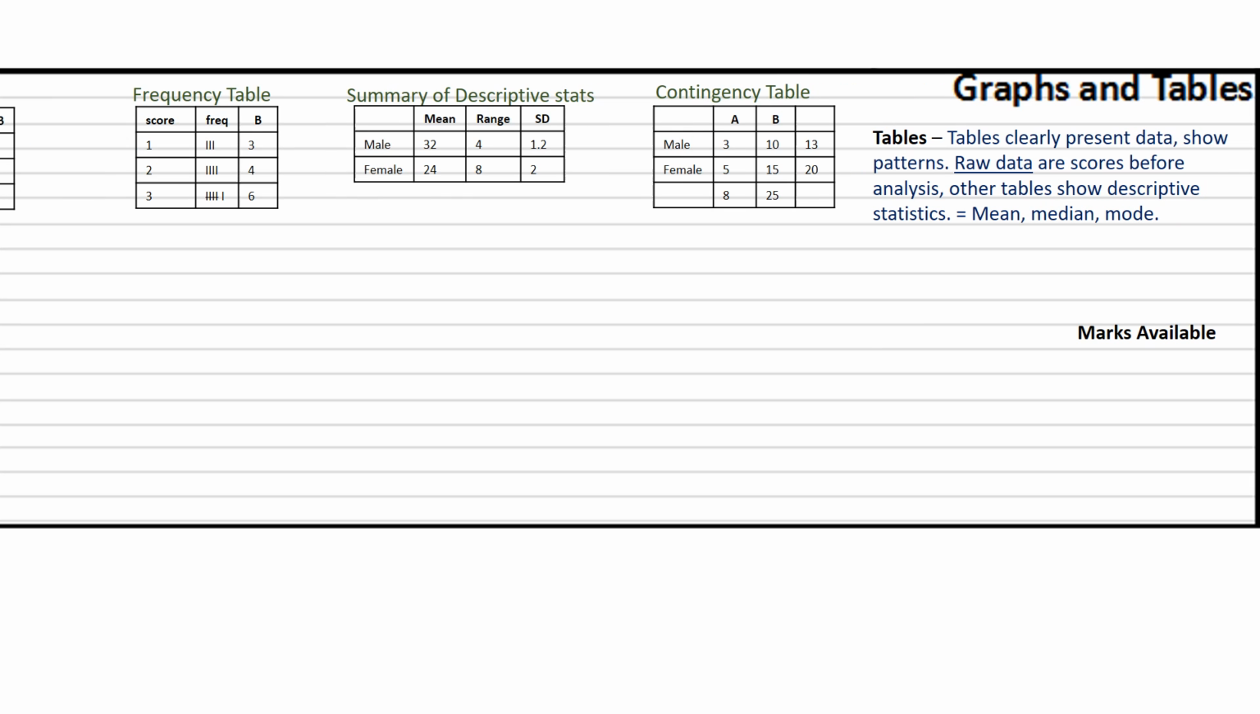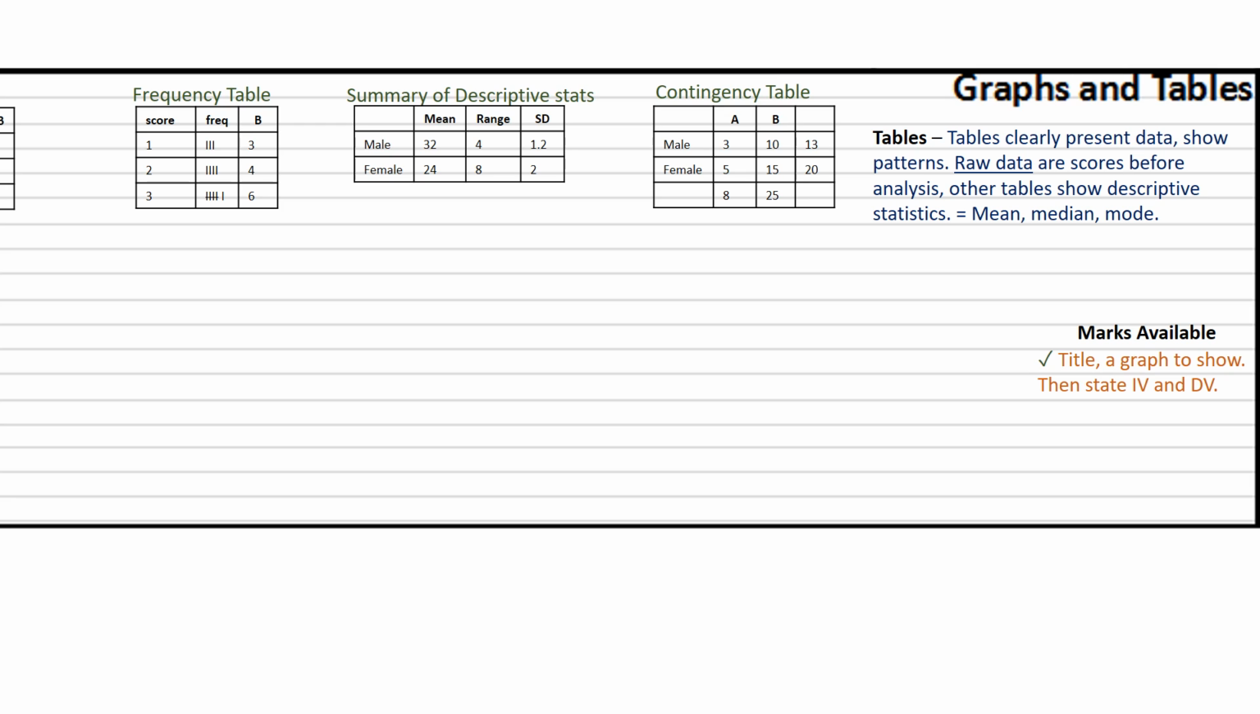Okay, I'm going to talk about some graphs now, just what they look like, how you might draw them out, and more importantly what the marks are available, because a number of times I've marked graphs and you seem to do the hard work. You spend 5 minutes drawing out this beautiful graph, quite often only gaining 1 or 2 marks because the really simple stuff just isn't there.